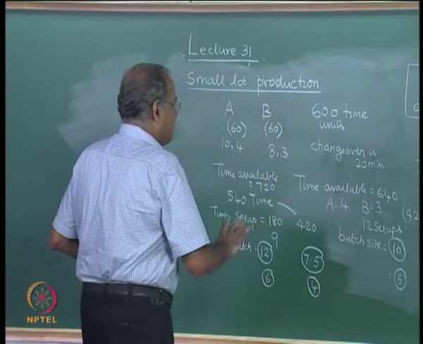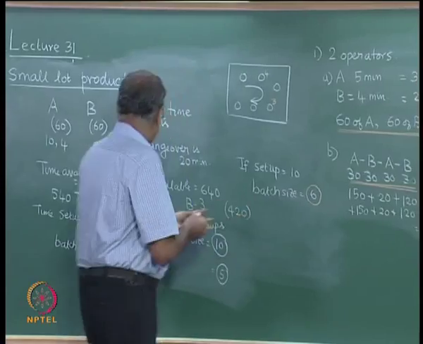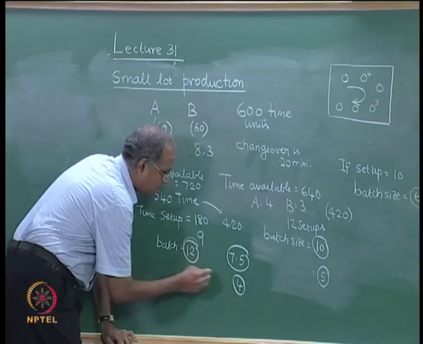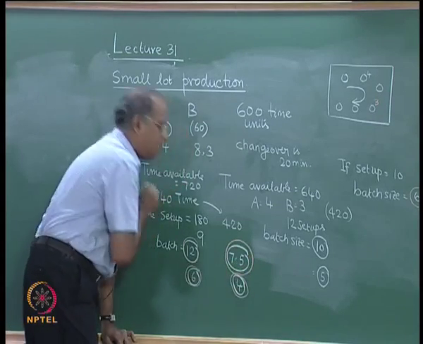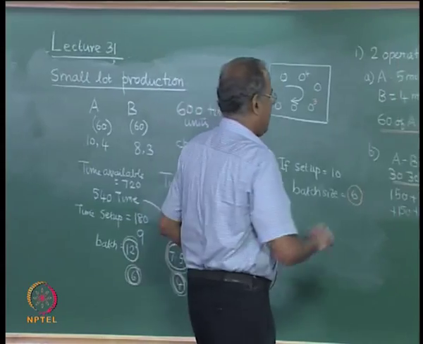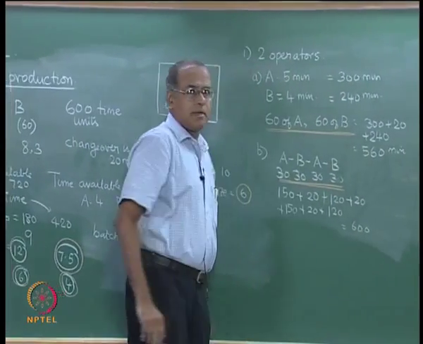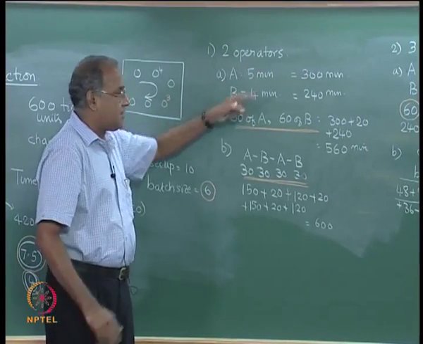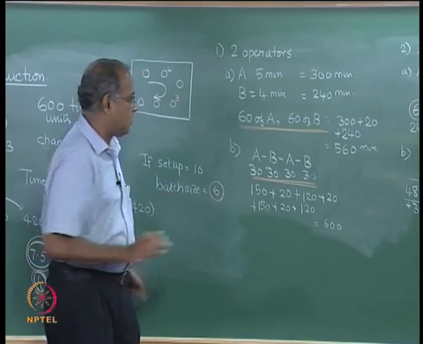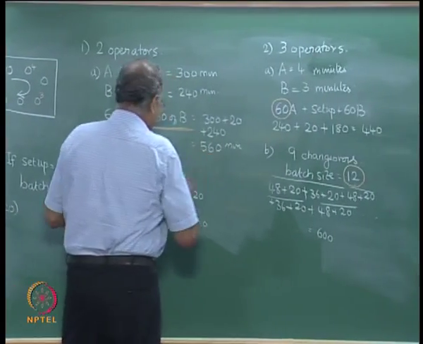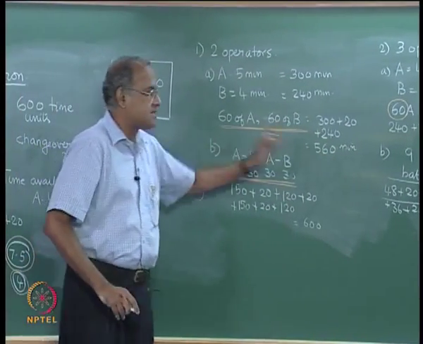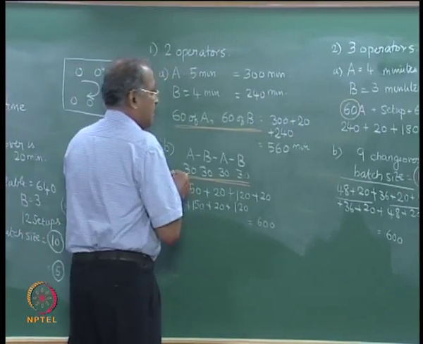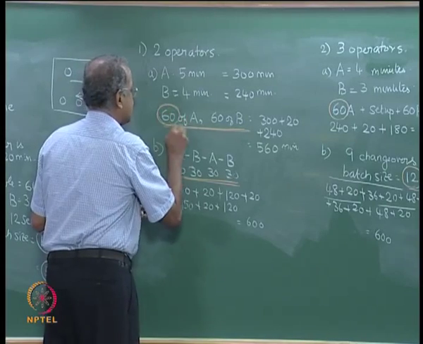So, essentially what have we seen? Now, let me also circle all the batch sizes. Ordinarily, we will be very happy with this, because with minimum operators, 2 operators minimum number, we have a little bit of time available for changeover. We use that, 600 minutes are available, we use 560, so we are happy. The only thing is that we are producing large batch size of 60 in this.